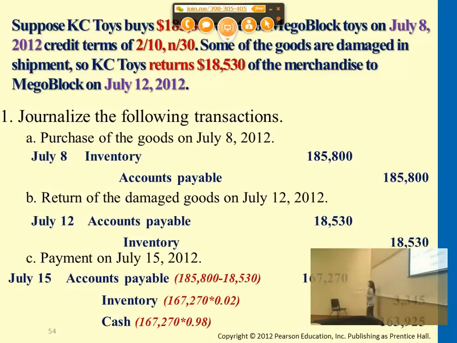All these four events here, purchases, freight charges, discounts, returns, we all use inventory to capture this. It's either debited or credited. If it's returns and allowances, or any discounts that we get, we recognize that inventory's cost would be reduced. Because we're not really paying this $167,270, we're paying 98% of that.